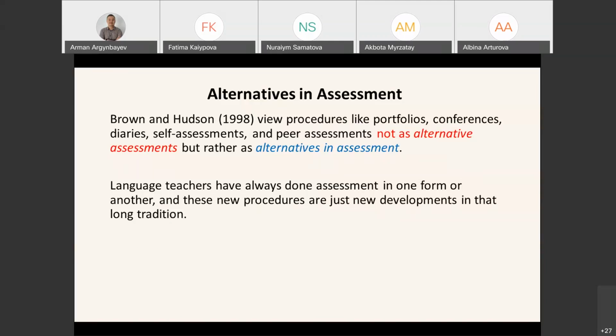Because language teachers have always done assessment in one form or another, and these new procedures are just new developments in that long tradition. So there are new forms of assessment, but still we try to engage higher order thinking anyways. We try to use real world tasks, which is still true. Some people prefer to use this term, alternatives in assessment.